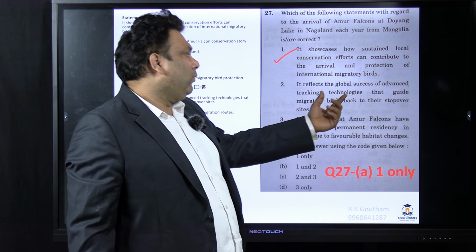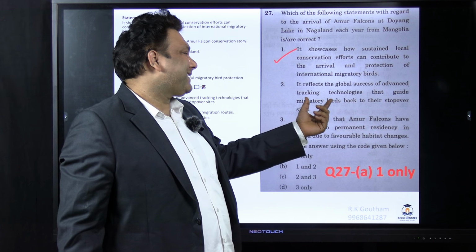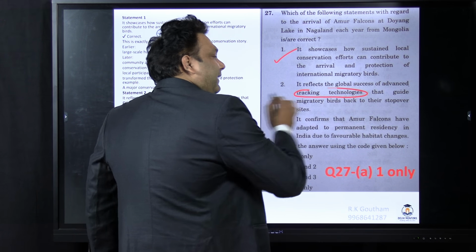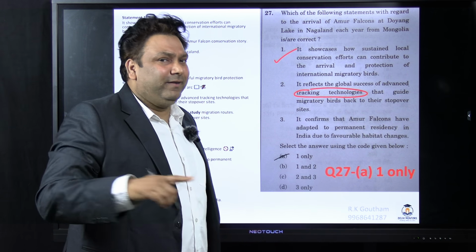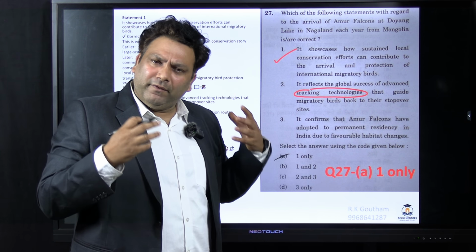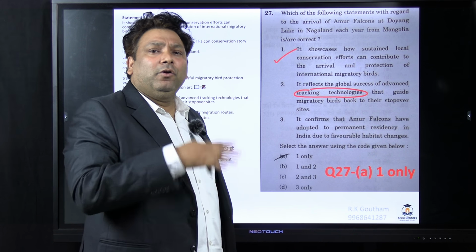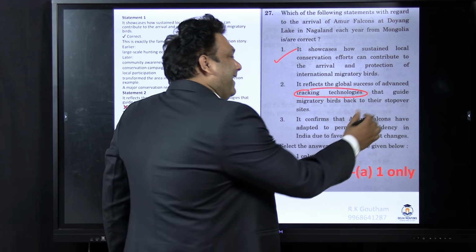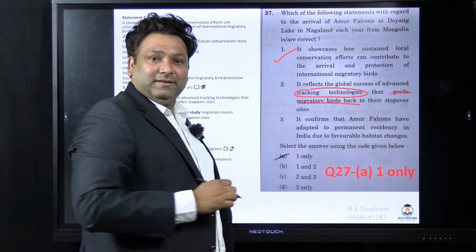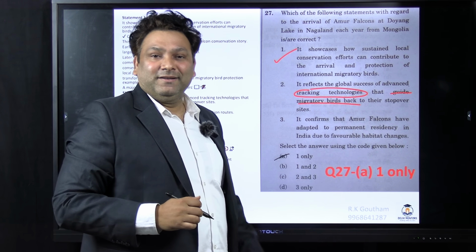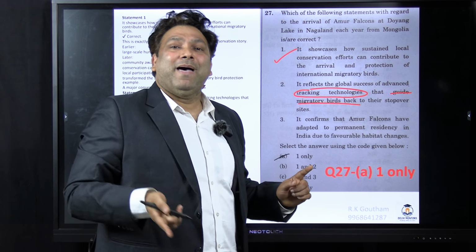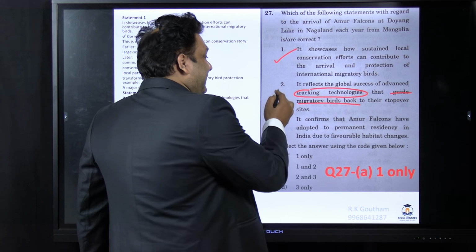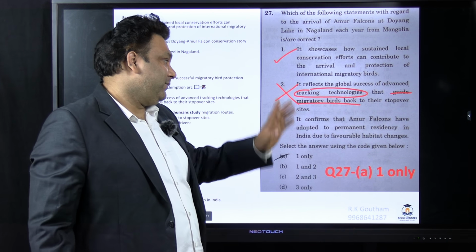Next, it reflects the global success of advanced tracking technologies that guide the, see, advanced tracking technologies say you can find out where the bird is going. You can put some GPS kind of a thing on the bird and you can find out where the bird is going from and to. But a tracking system, can it guide the migratory birds? So the migratory birds in fact will be using Earth's magnetic system. So they'll be using that, they'll not be using artificial technologies. So that's why this statement is wrong.